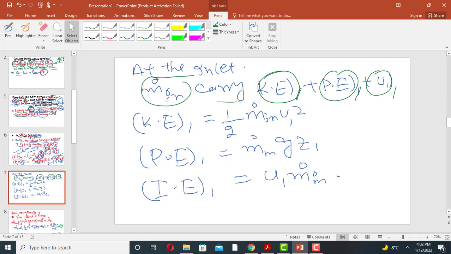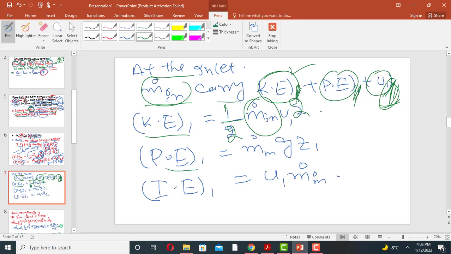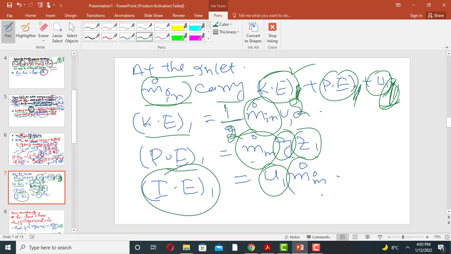So the mass flow rate of the fluid entering the system carries three types of energy: kinetic energy at point number 1, potential energy at point number 1, and internal energy at point number 1. Kinetic energy at point number 1 is half the mass flow rate of the inlet fluid times the velocity at point number 1 to the power 2. Similarly, potential energy is m g z1, the mass flow rate of the inlet fluid times g, where the value of g is 9.8. Internal energy at point number 1 is also based on the mass flow rate of the inlet fluid.